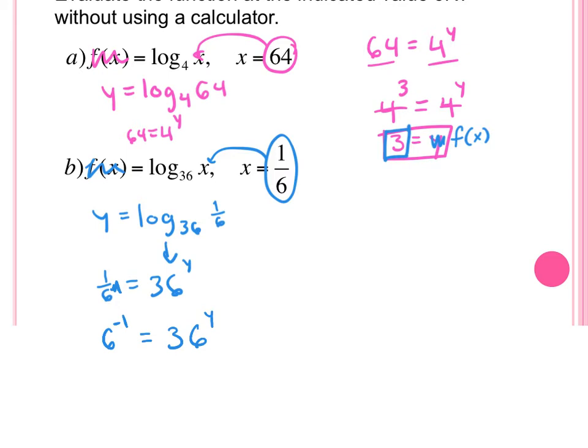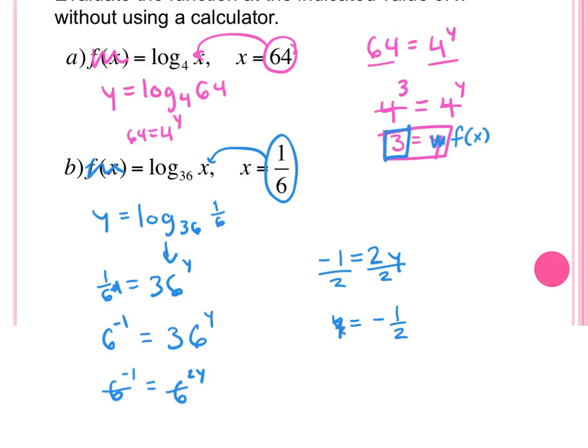Now we want our 36 to have the same base as 6. So we know 36 is 6 squared. So this is 6 to the power of -1 is equal to 6 squared times y. Once we have our bases the same, we can cancel them out and just set our exponents equal to each other. So -1 is equal to 2 times y. To solve for y, we're going to divide both sides by 2. So y is equal to -1/2.